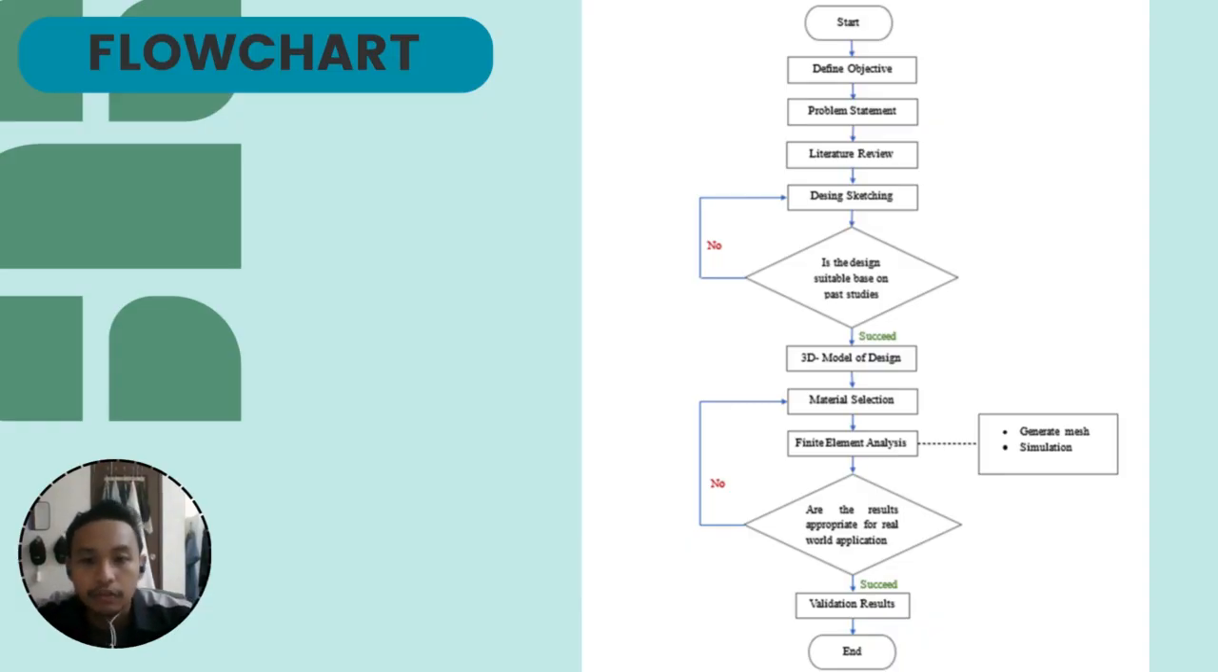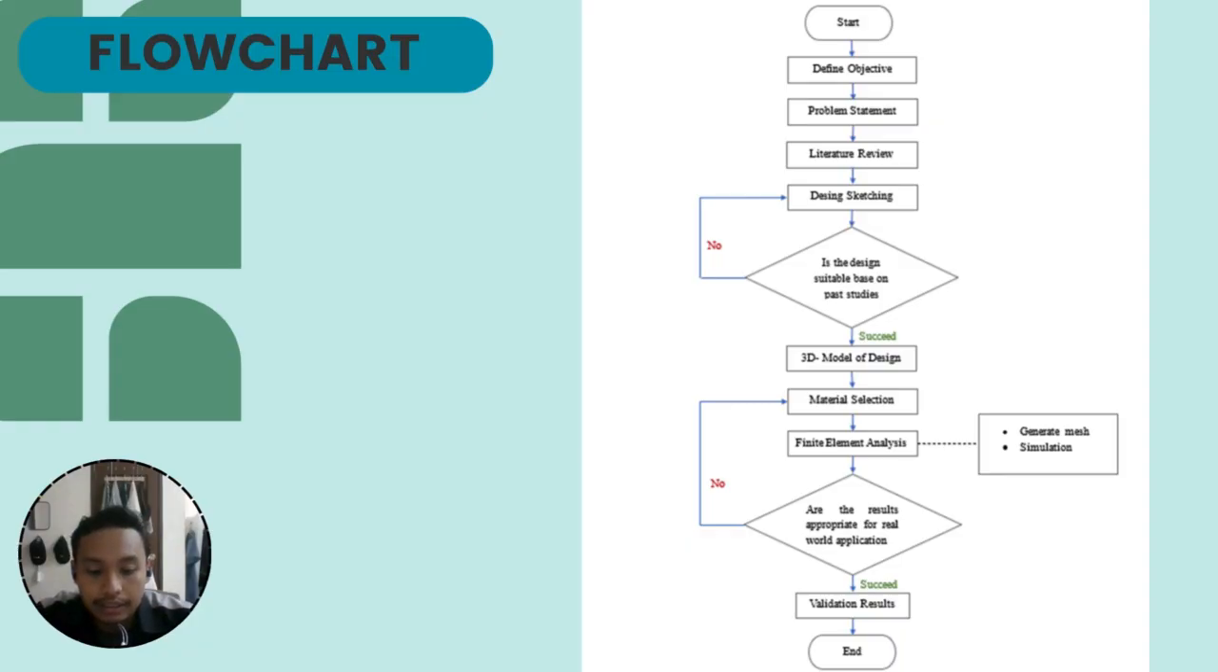So this is a part of the flowchart. The simulation process is a methodical approach to design validation. It begins with defining a clear objective and problem statement, followed by a literature review to ensure the design aligns with existing knowledge. If it doesn't, the process will stop.